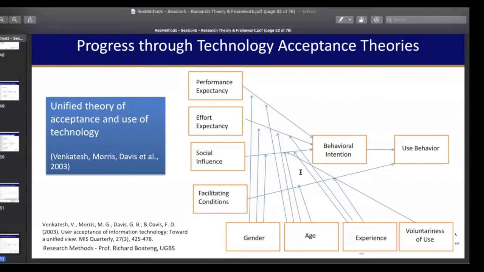He says that for us to be able to talk about use behavior for a technology, we have to look at performance expectancy, what you expect the technology should do, that's perceived usefulness. Effort expectancy, what is perceived ease of use. Social influence, that is subjective norms. Facilitating condition, that has to do with perceived behavioral control. You see what is happening? These things come to inform a person's intention to perform a behavior and then use of the behavior.